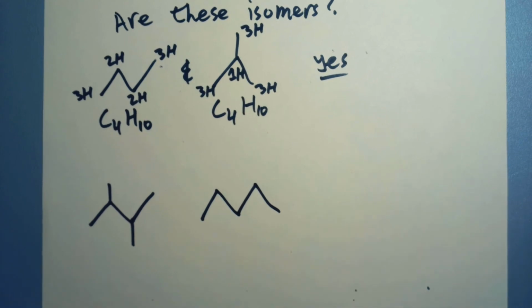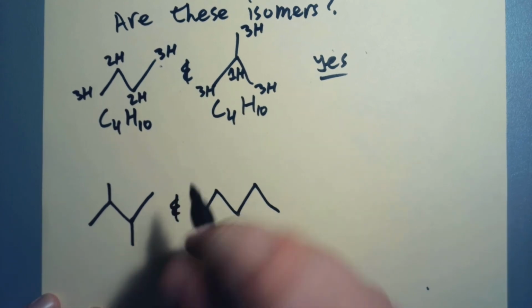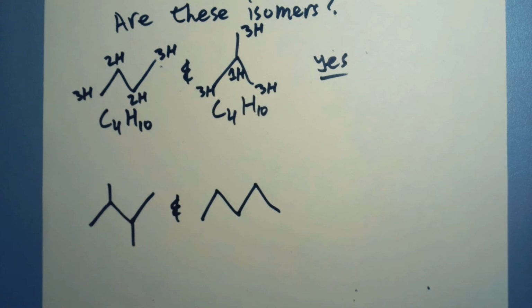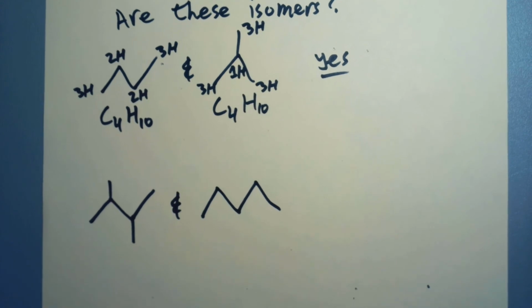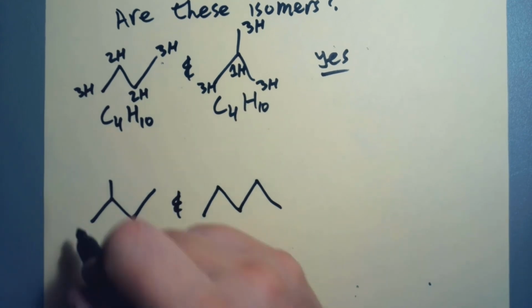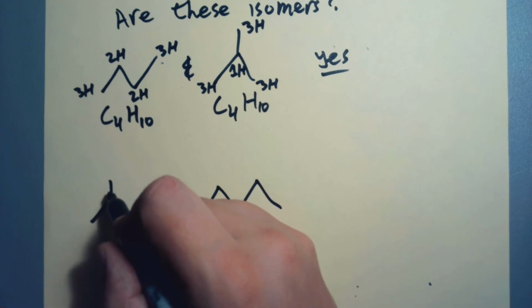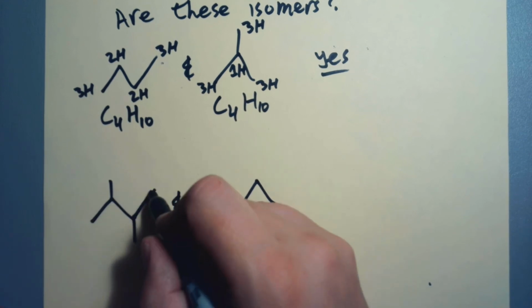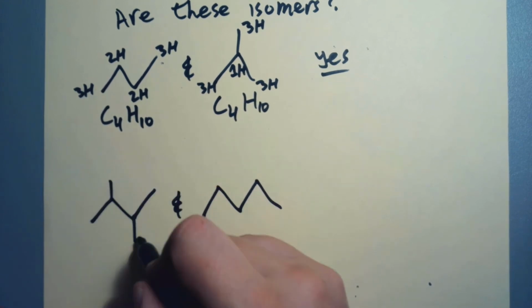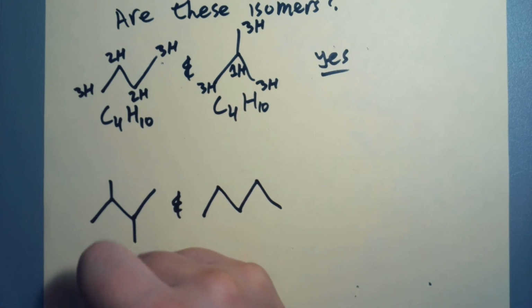Are these isomers? Are this pair right here isomers? So we're just going to do the same trick again. I'm just going to count them up. I got 1, 2, I'm going to do the main chain. So 1, 2, 3, 4, and then 5, 6. I'll count the side chains last. C6. I got 6 carbons.